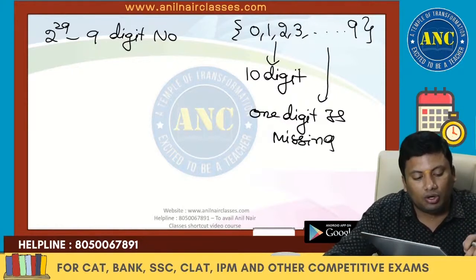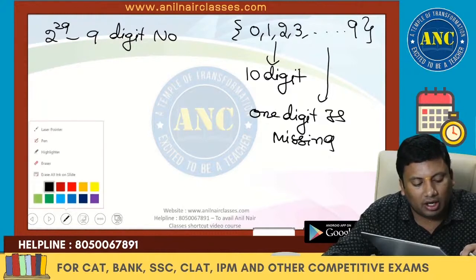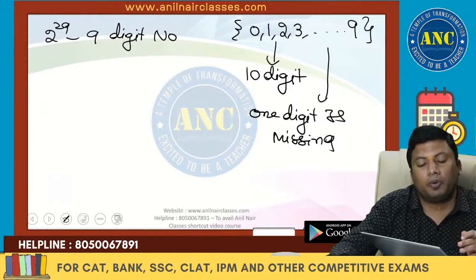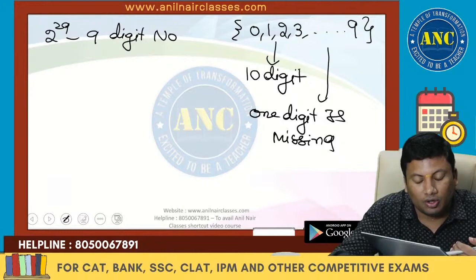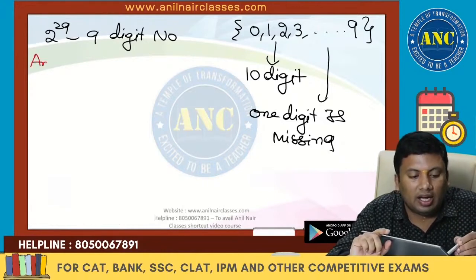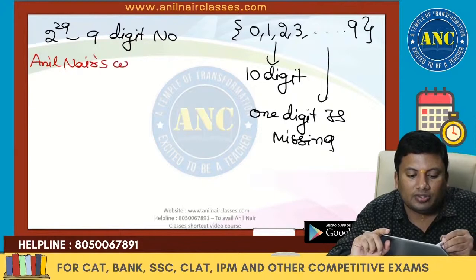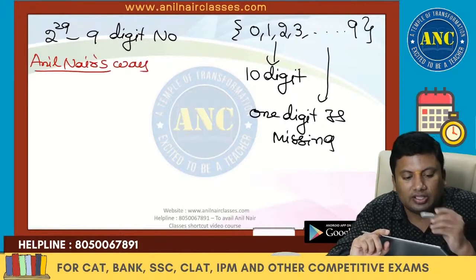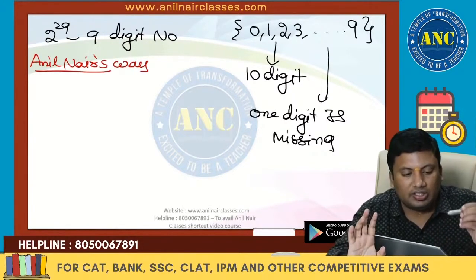The teacher told it seems there is no other better logic other than finding 2 power 29. Right? No, there is a better logic. Anil Nair's way of solving this question. Listen carefully, sir. One digit is missing.